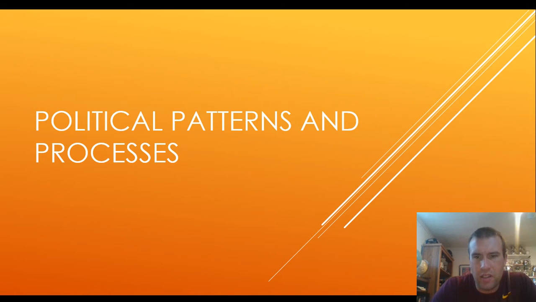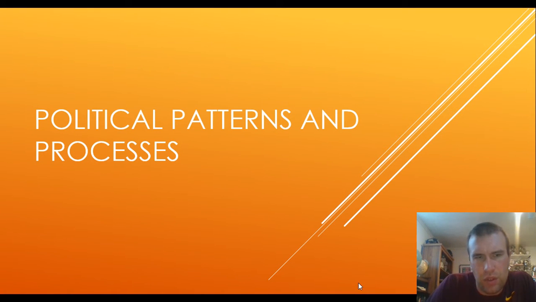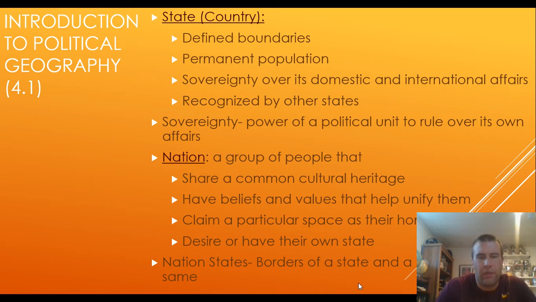Political patterns and processes. A lot of vocabulary in this unit, so let's start at it here. First one, definition of a state. Seems really simple, right? Defined boundaries, a population, sovereignty over its domestic and international affairs, recognized by other states. Well, you better look at the definition of sovereignty then. However, political unit to look at its own affairs.